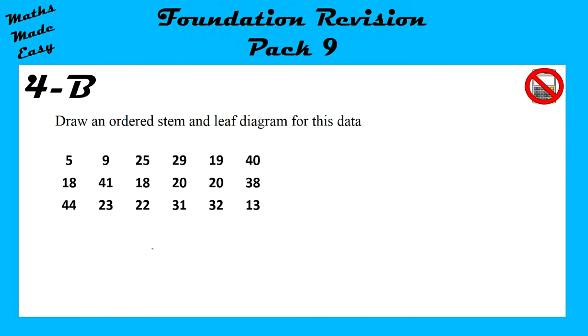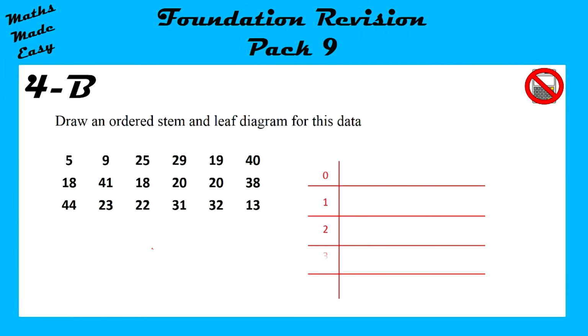4b. Same again, start off with my grid, add in all of my stems by looking at my data, then I'm going to add in the leaves for this one. Again, make sure that these are all sorted into numerical order, and final step, don't forget to add a key.